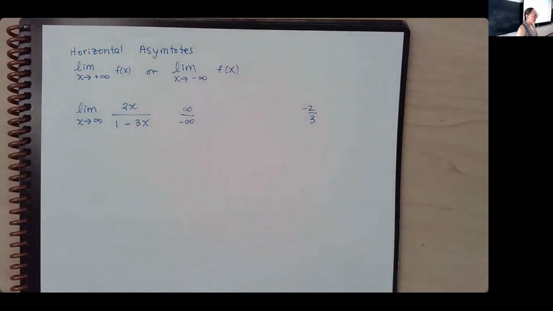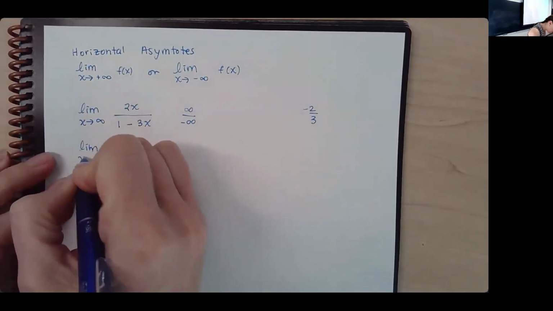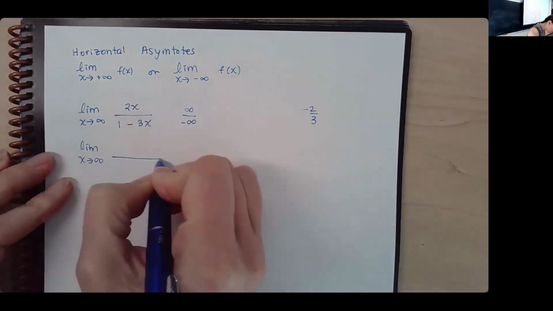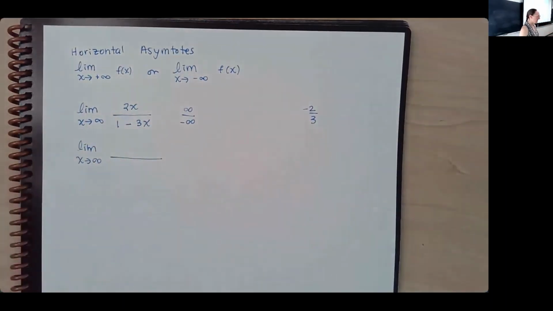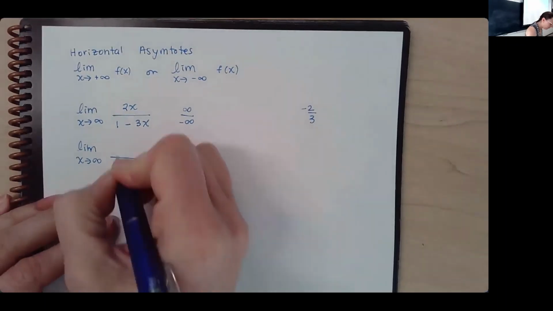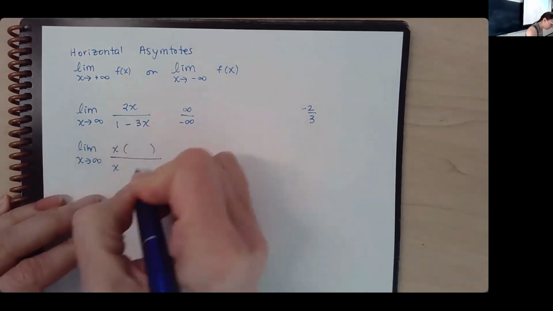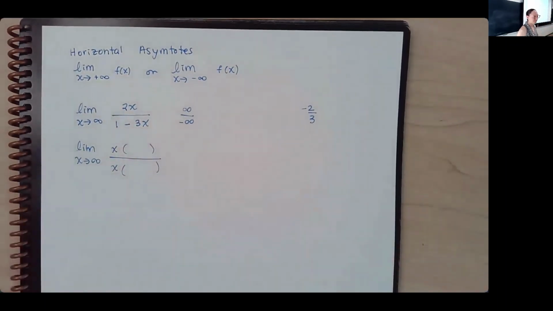The algebra we're going to do for an infinity over infinity problem is to find the largest power of x in the denominator and factor it out, even if it is weird to do so. So I'm going to take that biggest power of x in the denominator, which in this case is just x, and factor it out from both the top and the bottom, even though it's weird.